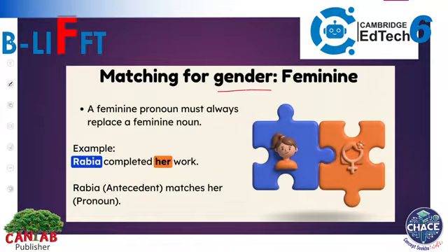Matching for gender. First we have gender pronoun-antecedent agreement. A feminine pronoun must always replace a feminine noun. For example, Rabia completed her work. Here the word her is feminine and Rabia is also female, so that's why it must agree with it.